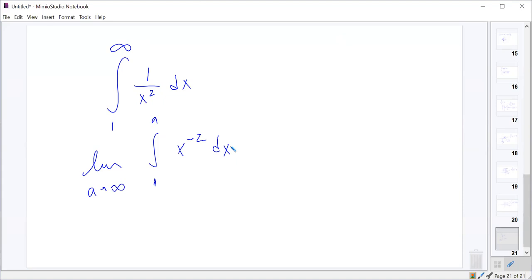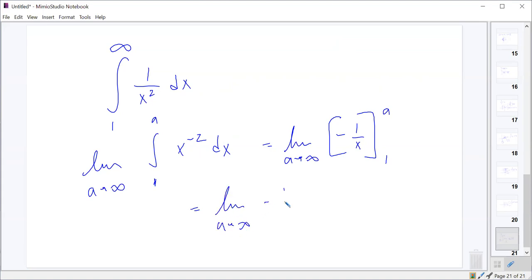And then we can just integrate, right? This becomes the limit as a approaches infinity. The integral of x to the negative 2 is negative 1 over x, evaluated from 1 to a. So we end up with the limit as a approaches infinity of negative 1 over a minus negative 1 over 1. Plug in infinity here, that becomes 0 plus 1. So we just get an area of 1. If this comes out to be any sort of infinite value or any part of this limit doesn't exist, we'd say that the integral diverges and that there's an infinite amount of area underneath that curve.